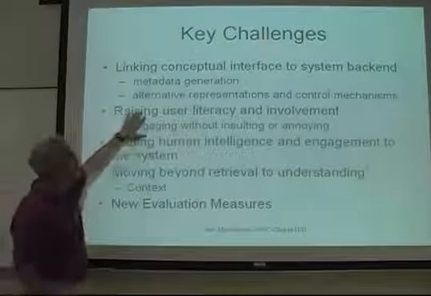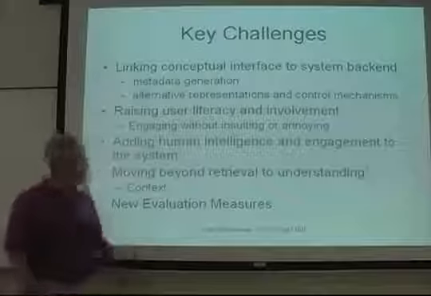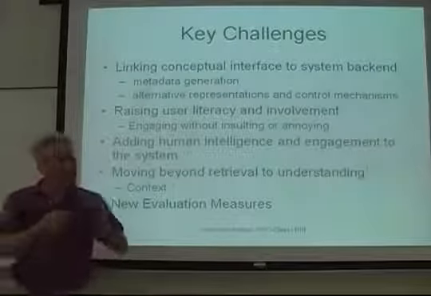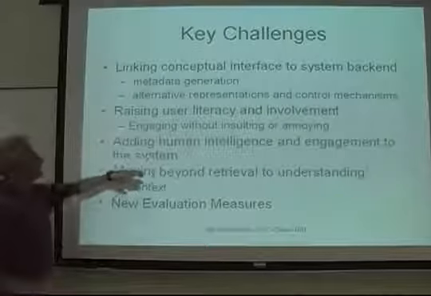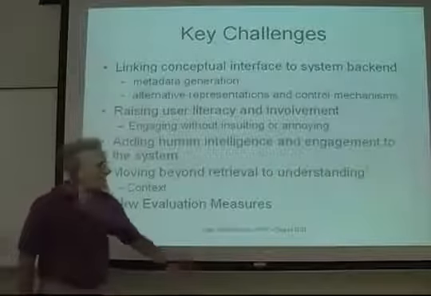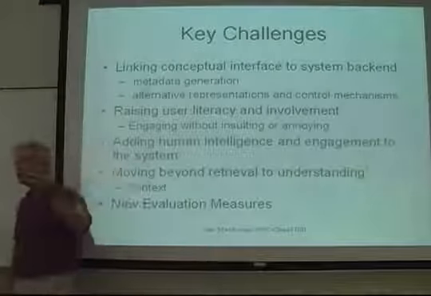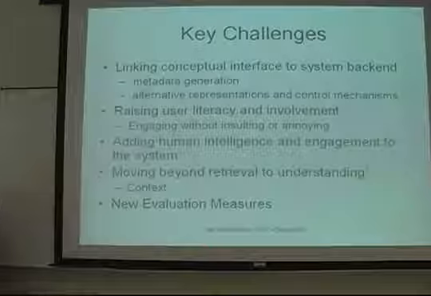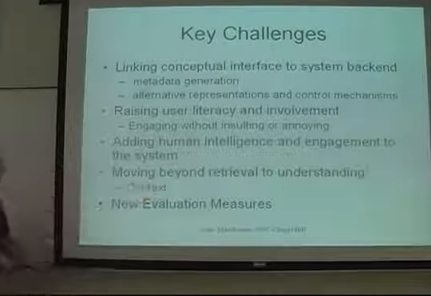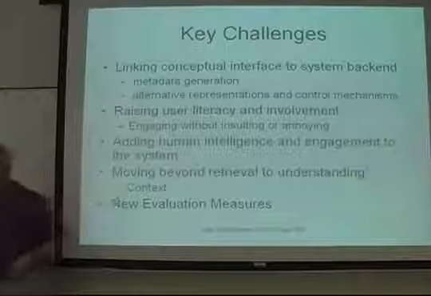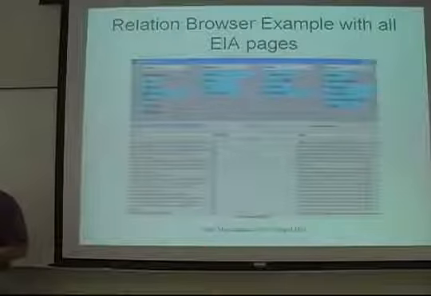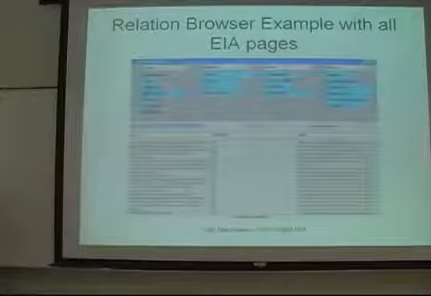We'd like to actually raise literacy and involvement without insulting or annoying people. Try and get people to give a little more or get a little more involved. We certainly want to leverage human intelligence and skill. Get them engaged, and their engagement is going to improve the system. We want to move beyond retrieval to understanding. That involves some contextual retrieval, and we do need new evaluation measures, which I will speak to in a bit. So with that, I'm going to move to an example.